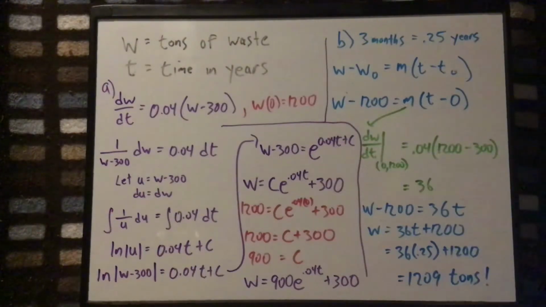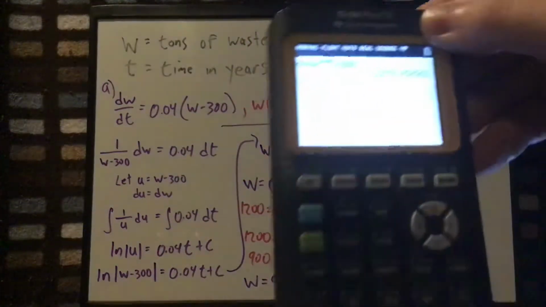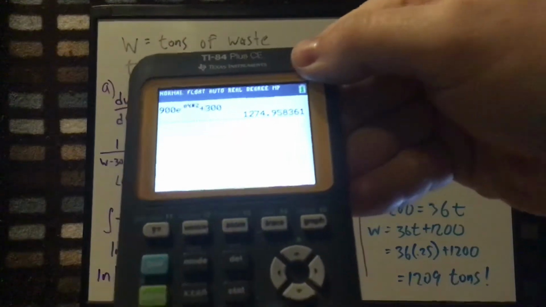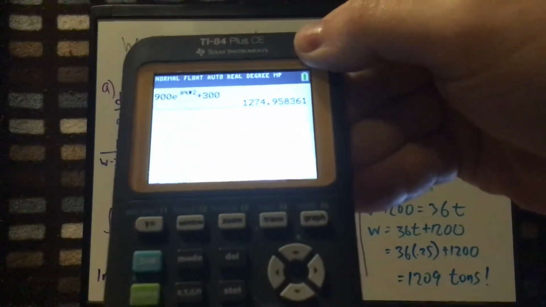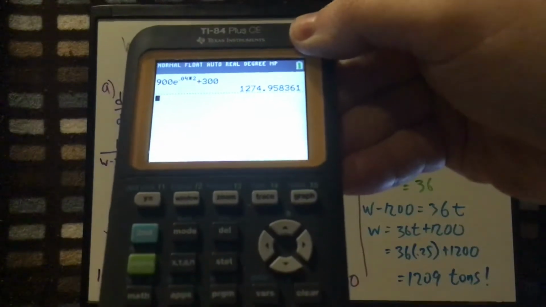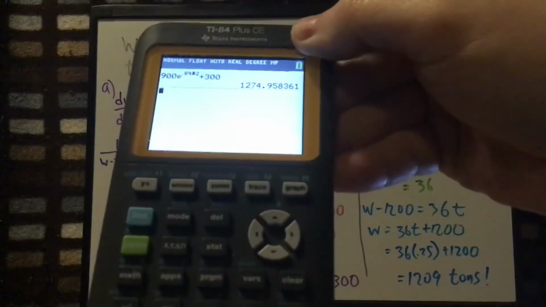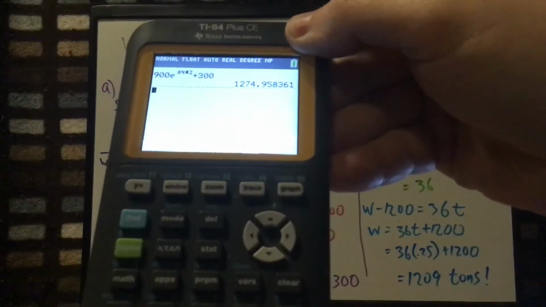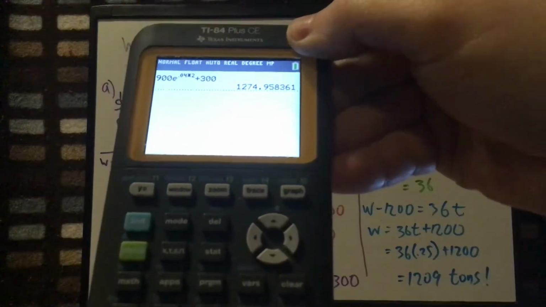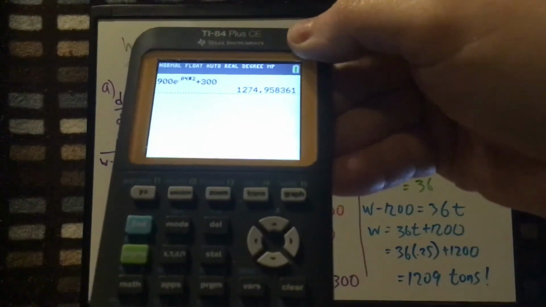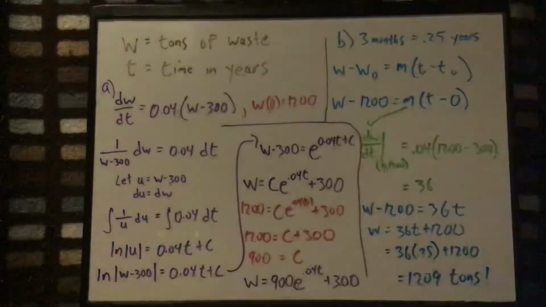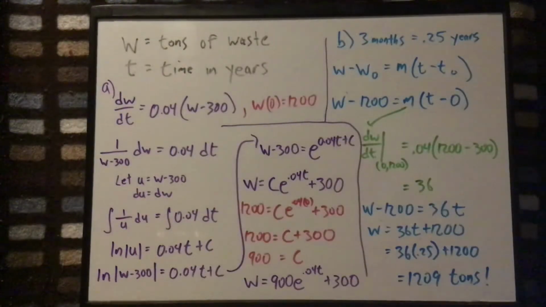Now, I mentioned the actual question is, how much waste is in there after time t, or after time 2 years? I didn't have room to put it, so I figured I'd show you the calculator input. All I did was take that function, throw 2 in for the number of years, and it output 1,274.958 tons of waste. Remember on the AP exam, as I mentioned, they would have you round decimals to 3 places. So I would answer this as 1,274.948 tons of waste at 2 years. All right, so that's part A answered fully.